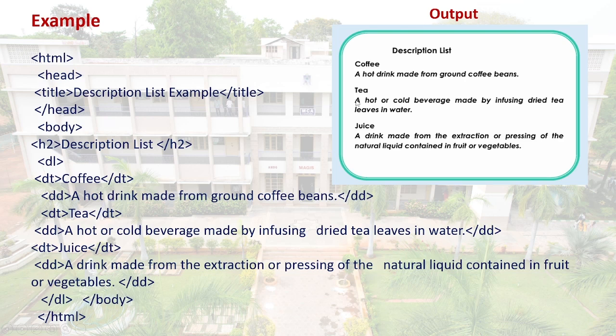And the second term is tea, a hot or cold beverage made by infusing dried tea leaves in water. And the third one is juice, a drink made from the extraction or pressing of the natural liquid contained in fruit or vegetables. This is the description of the data term juice. So this is the final output for this program. I hope it is clear what is a description list, what is an unordered list, what is an ordered list. So everything we have discussed. So finally I want to show how this description list will look.